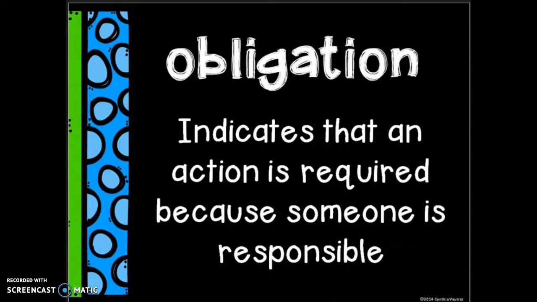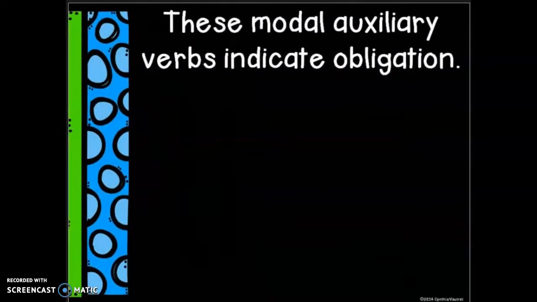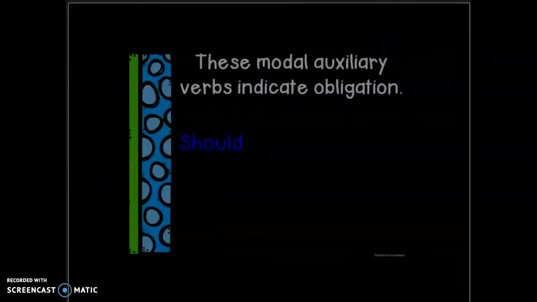Obligation is an action that requires you to do something. So it's your obligation to go and do your schoolwork, or to come to school. It's my obligation, or I'm responsible, to teach you. So that's my obligation. And these are the specific verbs that indicate obligation.